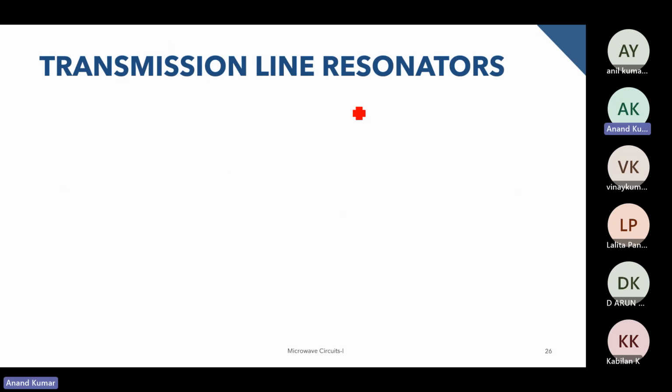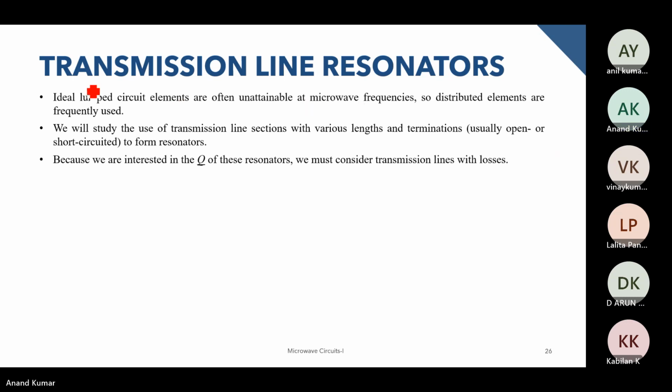Now coming to transmission line resonators. So this thing we have discussed quite a few times, that ideal lumped element circuits are unattainable at microwave frequencies, because at microwave frequencies the lambda is very small, and for your components you will definitely experience phase change, and so it is difficult to design lumped elements at those frequencies. So what we do is we use distributed elements, for example, transmission lines, for the design of our circuit.